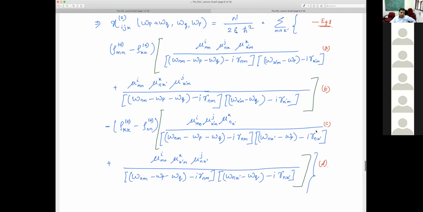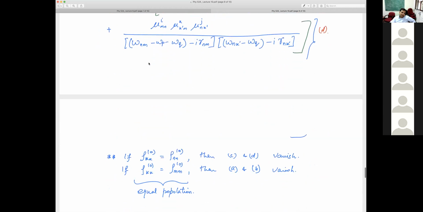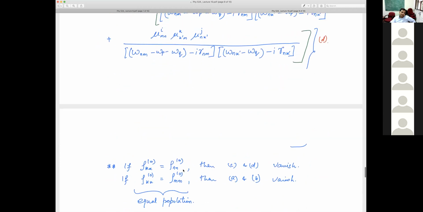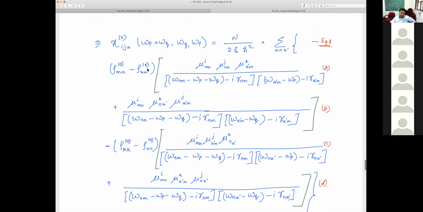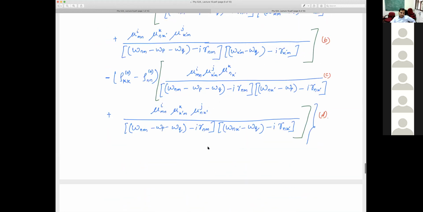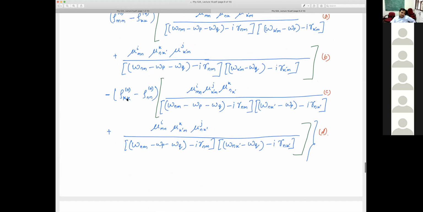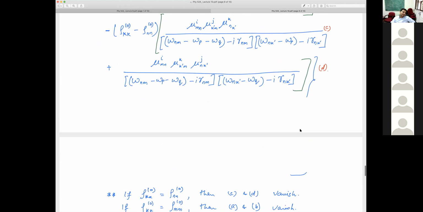Then another thing I wanted to highlight was that this green bracket comes with this product of rho mn minus rho kk actually. Then, for example, if rho kk is equal to rho nm, so the population is equal between two pairs of levels, then of course A and B will vanish. If rho kk is rho mm, the first term vanishes, and if rho kk is rho nn, then the last two terms vanish. So the population being equal in the two levels is a killer.